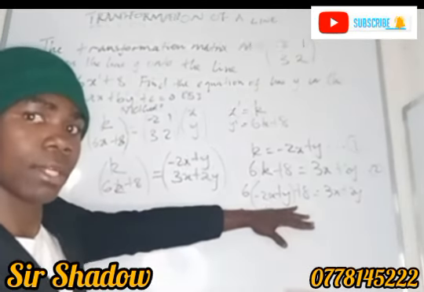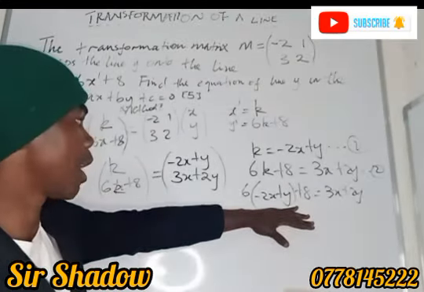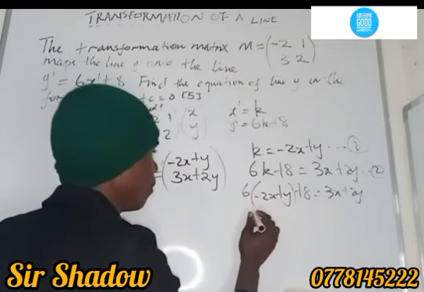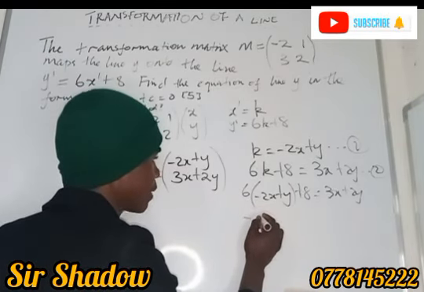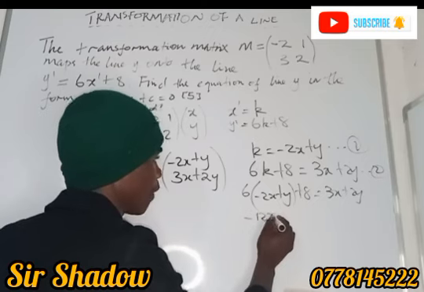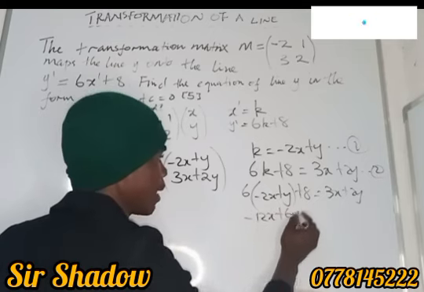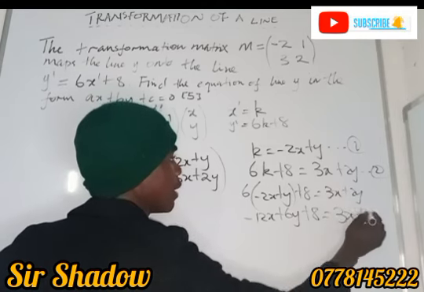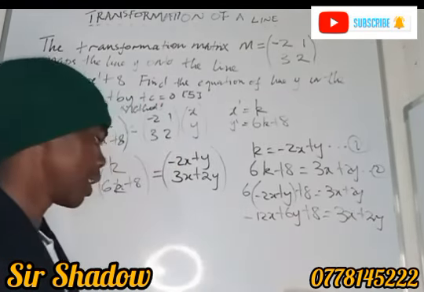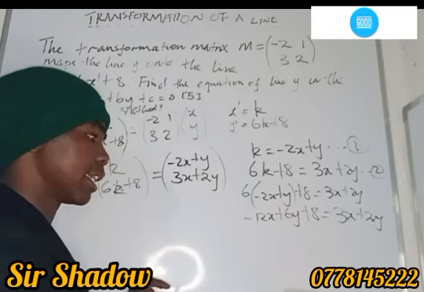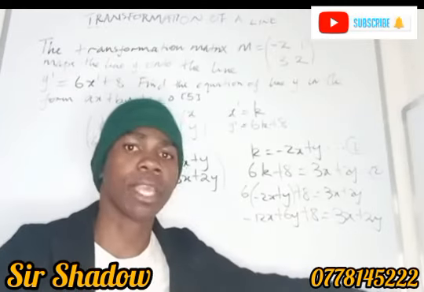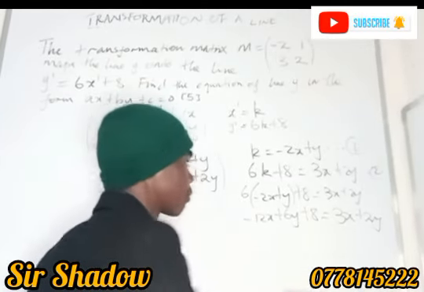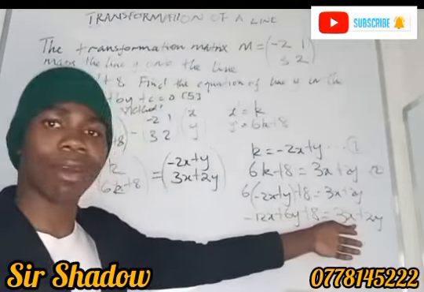Let's now expand this bracket, or let's remove these brackets. So here we get minus 12x plus 6y plus 8 is equal to 3x plus 2y. Let's now group everything to one side and equate our solution to 0.